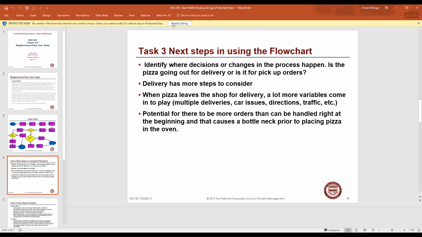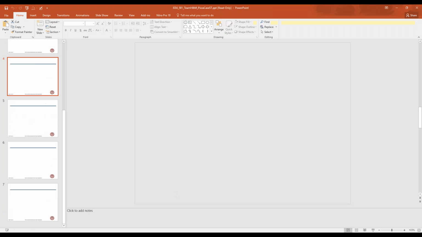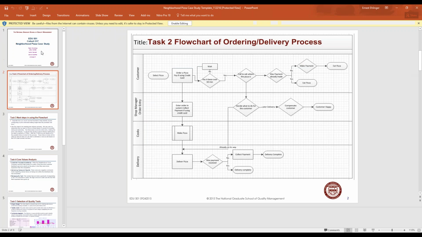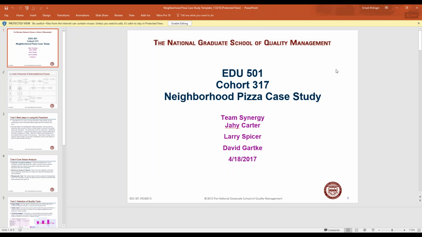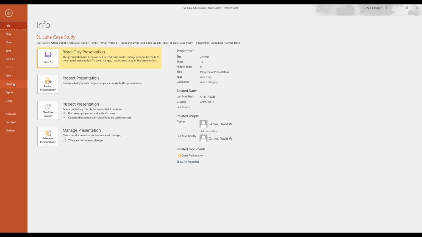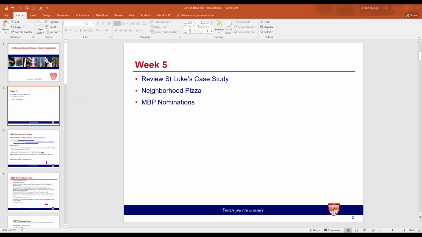All right. Yeah, we keep coming up with the neighborhood pizza. Let's see. Hold on, folks. It'll take me a moment here. All right.